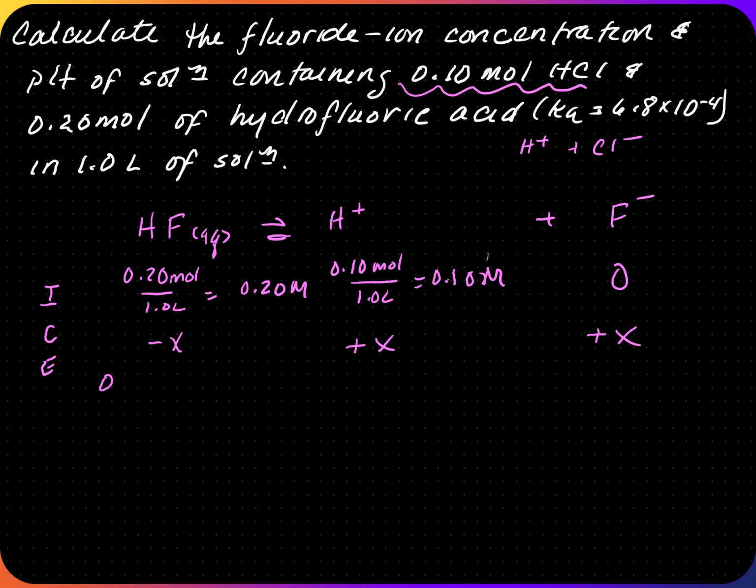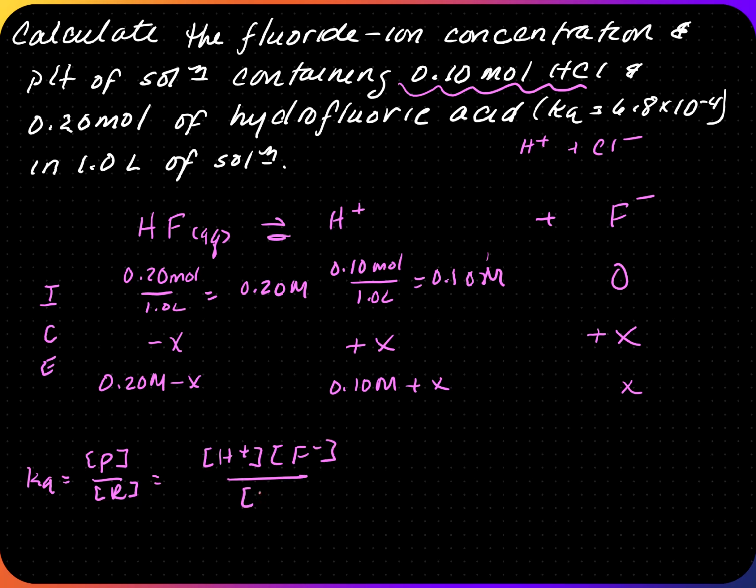So for HF it is 0.20 molar minus X. For H plus it is going to be 0.10 molar plus X, and for fluorine it's just X. So now we're going to write our Ka equation, which is products over reactants. My products are H plus and F minus divided by my reactant, which is HF. Now I'm going to plug my numbers in.